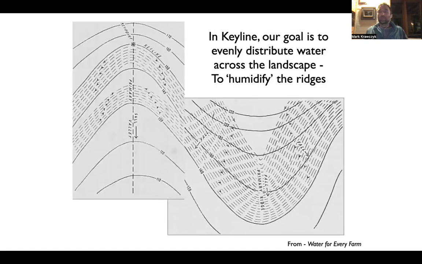And so part of the goal of Keyline is to understand these patterns in order to try to more evenly distribute water across the landscape so that we don't end up with soggy, wet valleys and then bony, dry ridges. We ameliorate some of those extremes and spread the water out more evenly across the landscape by trying to humidify the ridges. And so that's what the pattern ultimately aims to do, is to drop from a point higher up in the valley to a point lower down on the adjoining primary ridge.